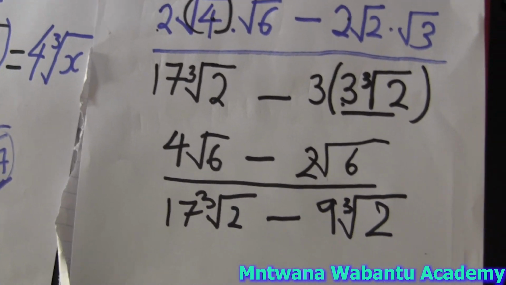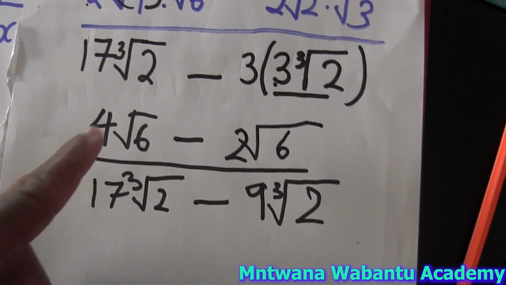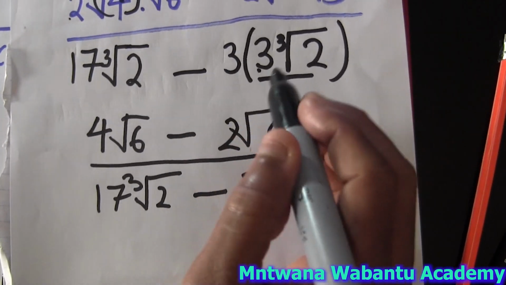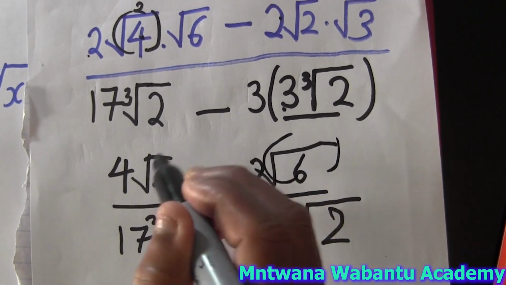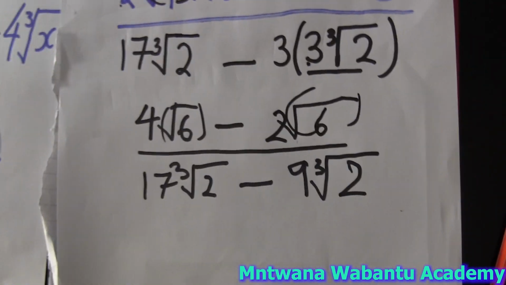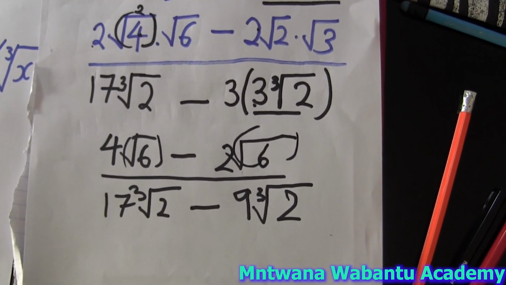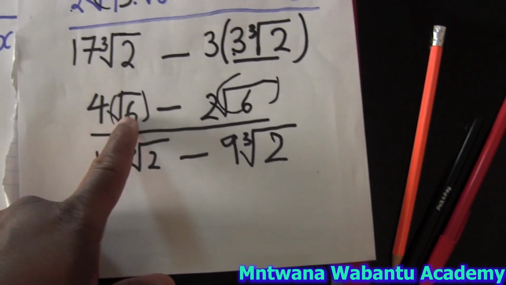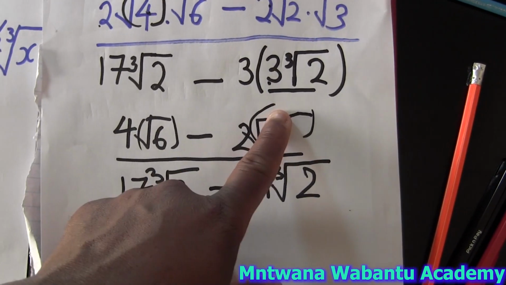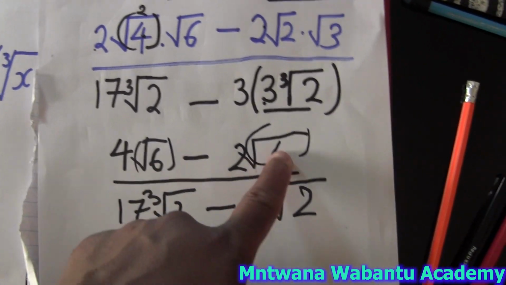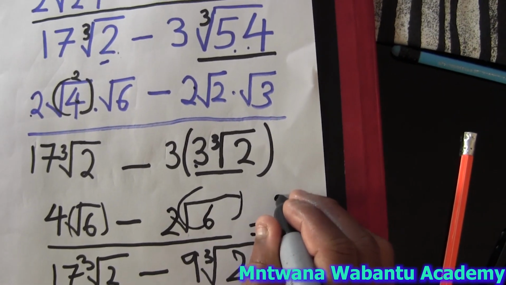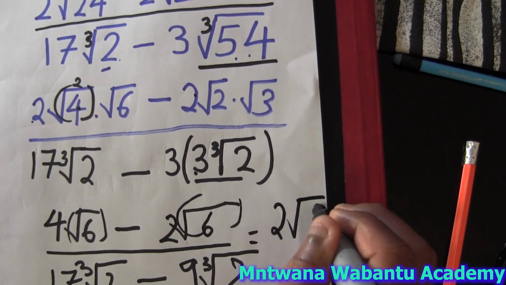From this rule here, I told you, if these are like terms, like 4 square root of 6 minus 2 square root of 6, you see, both are square root of 6. So it's like 4 minus 2. It's like 4 orange minus 2 orange, because these are like terms. Square root of 6, square root of 6. So 4 square root of 6 minus 2 square root of 6 is going to give us 2 square root of 6.